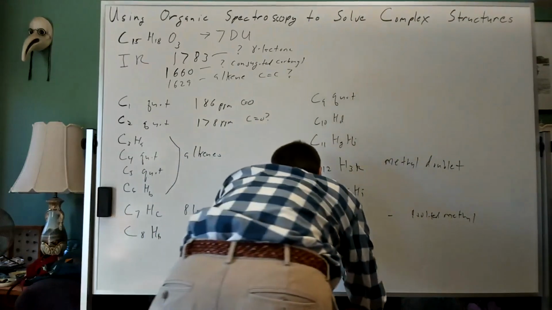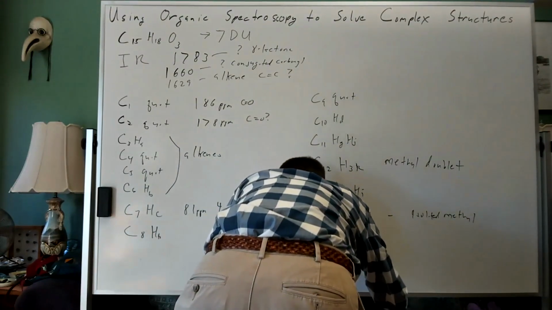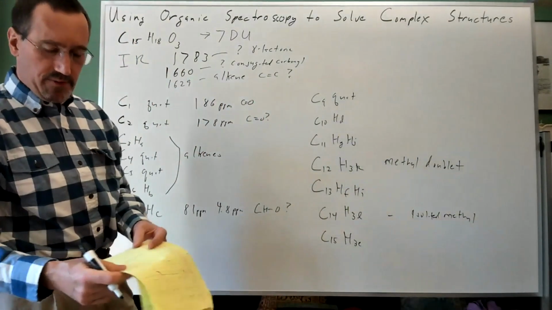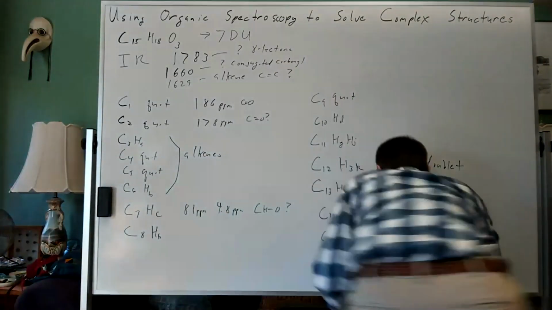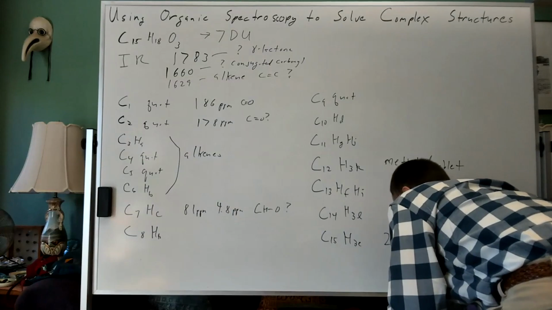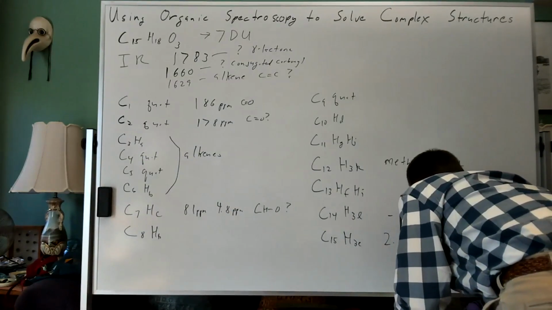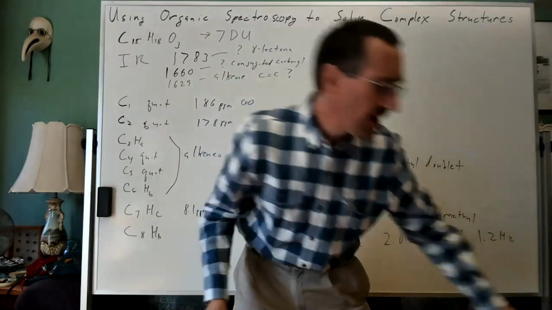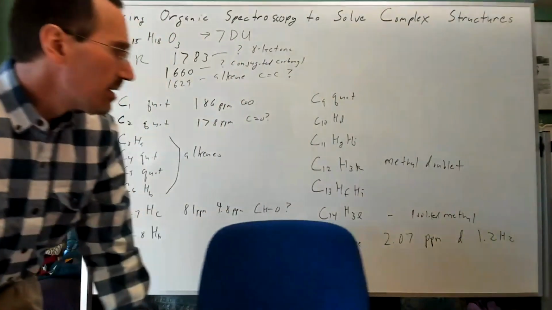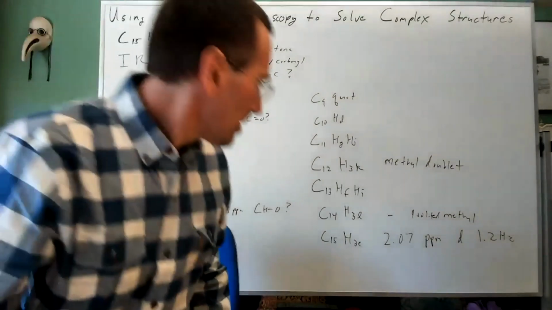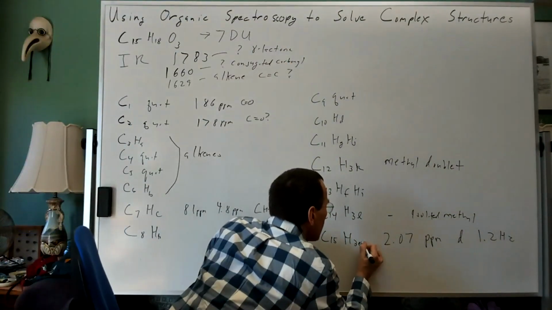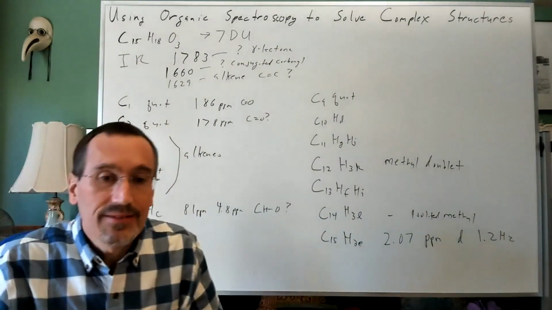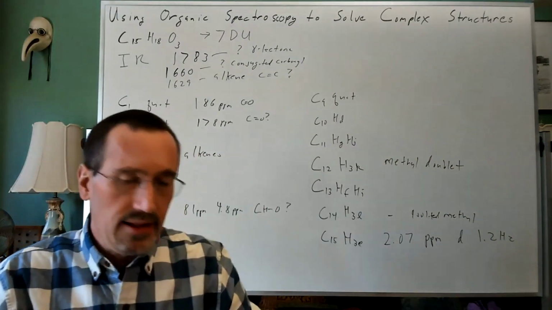And finally, C15 is that oddball, C15H3E. So it's at 2.1 parts per million or 2.07 parts per million. And it's a doublet, 1.2 hertz is our J value on that. Make my E clearer here. Any questions or thoughts at this point in the analysis?